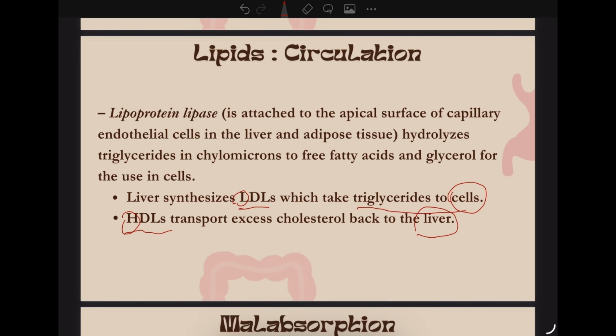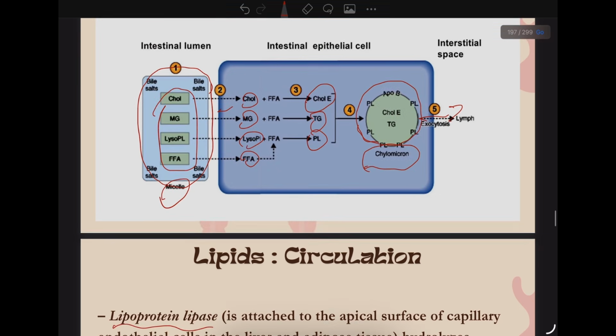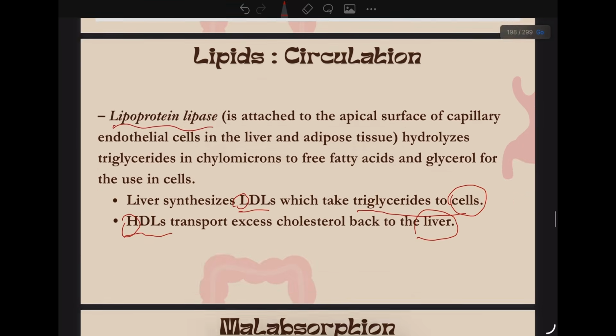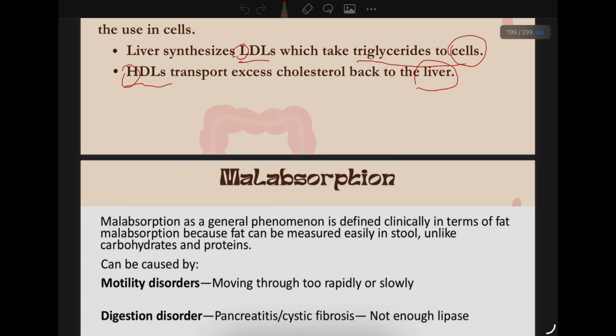And we have lipoprotein lipase, which basically, while the chylomicron is going through the blood, hydrolyzes the triglycerides. It digests the big molecules again into smaller molecules that can be used by the cells of interest. Okay.